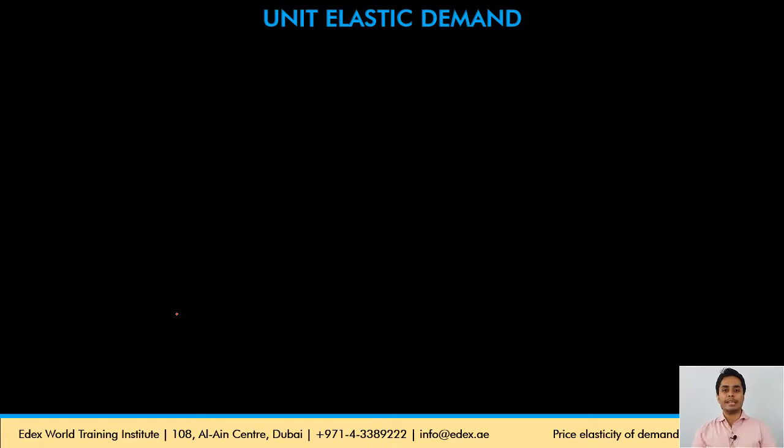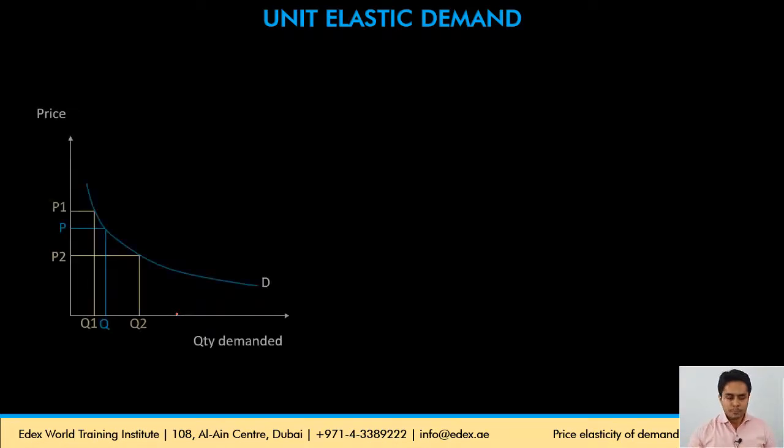Then we have the unit elastic demand. The concept of unit elastic demand is that whatever is the percentage change in price, there is exactly the same percentage change in quantity demanded. Obviously, it is very difficult to find products in real life that show exactly unit elastic demand. The shape of a unit elastic demand curve is a rectangular hyperbola. You cannot draw a straight line demand curve to show unit elastic demand. The reason for this we will study in the later slides. For now, just understand that the shape is a rectangular hyperbola.